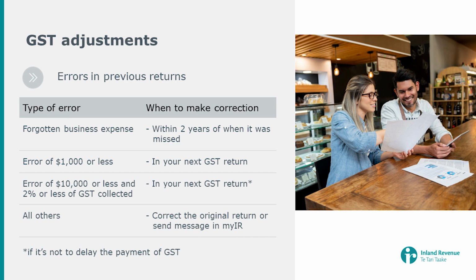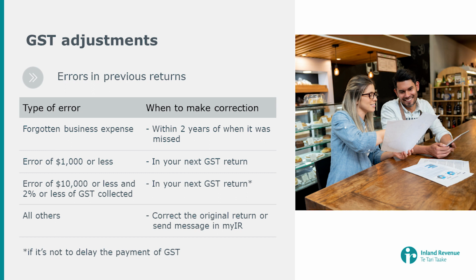Adjustments can also be made when fixing errors from previous returns. You may occasionally pick up mistakes you've made in past GST returns. You might have forgotten to claim a business expense, or may have missed a payment a customer made to you. There are 3 situations when you'll be able to fix the error in a later GST return. First, if you've forgotten to claim a business expense, you'll generally be able to include it in a return within 2 years of when it was missed.